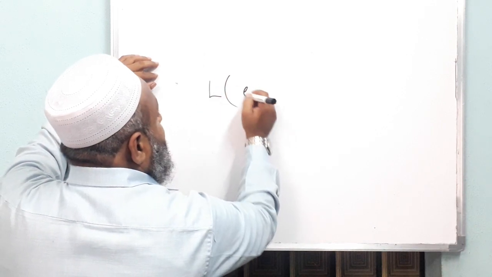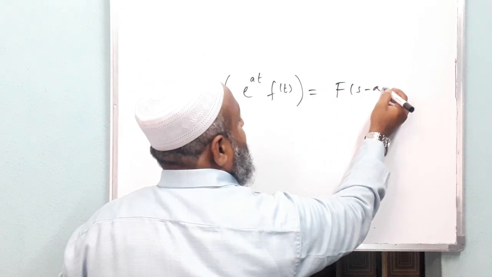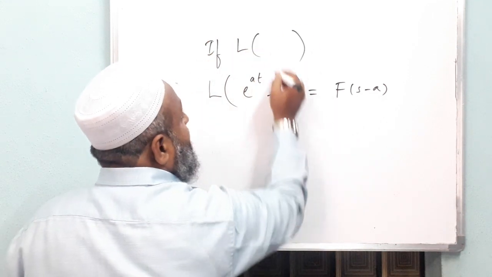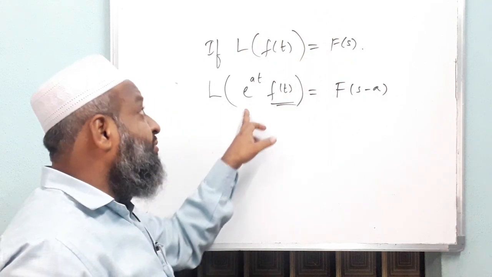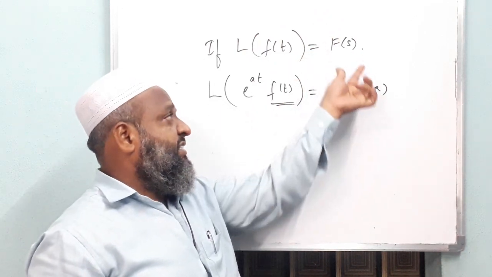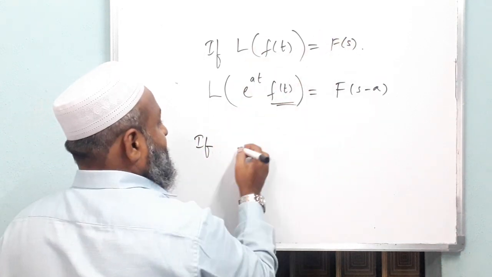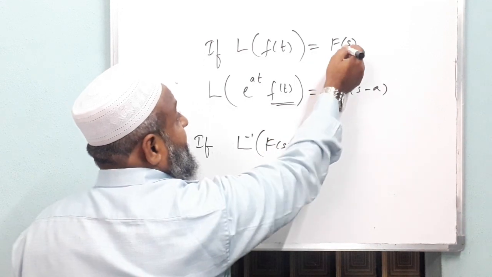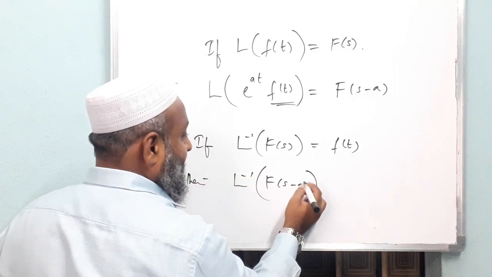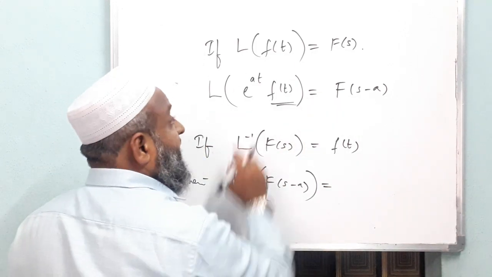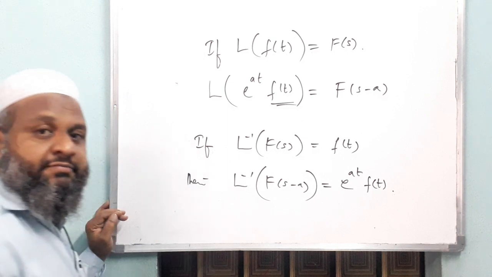For example, L of e to the power of at into f of t. What is this one? It is nothing but F of s minus a, if L of this function f of t is F of s. So if the Laplace transform of a function is F of s, then the Laplace transform of that same function f of t multiplied with e to the power of at is just changing the transform. Now let us see how to write the same concept in terms of inverses. So if L inverse of F of s is f of t, then L inverse of F of s minus a is e to the power of at into f of t. I hope you are clear.